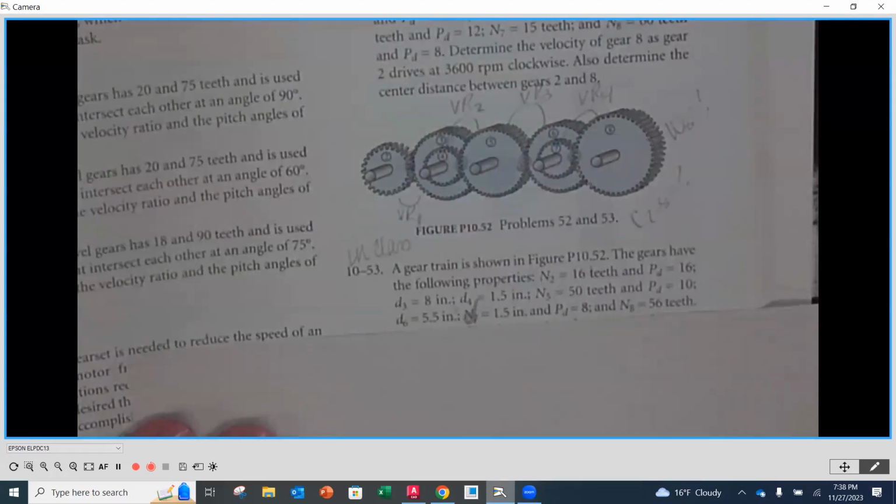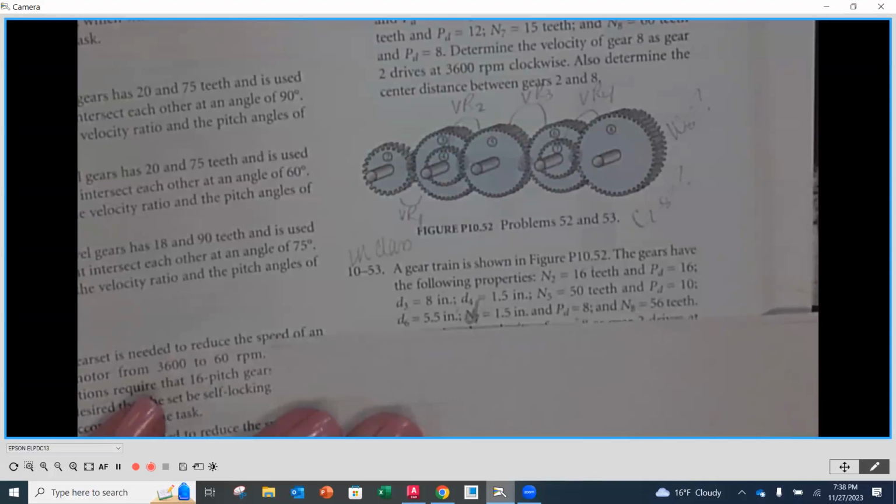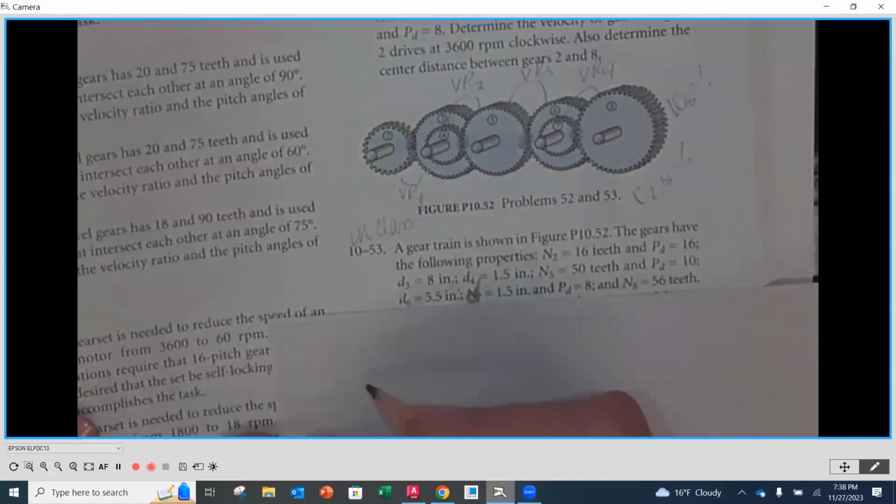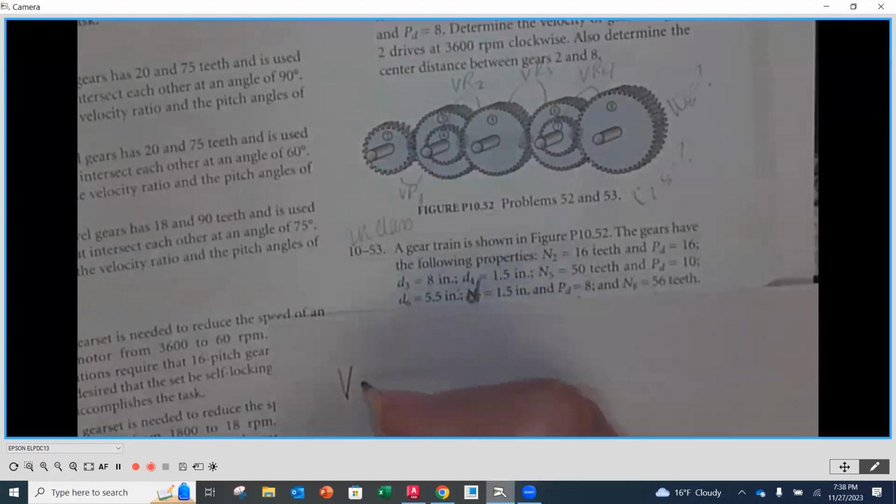Okay, so go ahead and do that same process, starting out with finding the velocity ratio of the first set, finding the diameter when needed, second set, third set, fourth set, finding the train value, and then rotational speed. So I'll kind of do it alongside here.